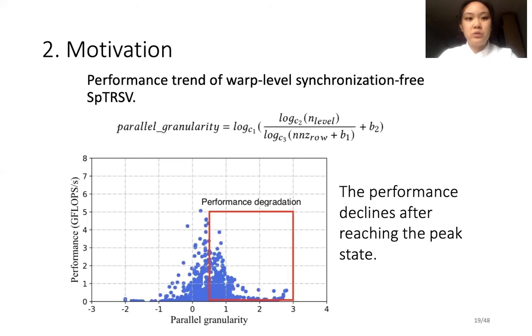The performance trend of warp-level synchronization-free sparse triangle solve is shown in the figure. As the parallel granularity increases, the performance increases at first, and then declines. The reason is that as the parallel granularity increases, the GPU resources are underutilized, more idle states appear in threads, and insufficient GPU parallelism happens. A thread-level synchronization-free sparse triangle solve could help when the performance declines, which is our motivation.